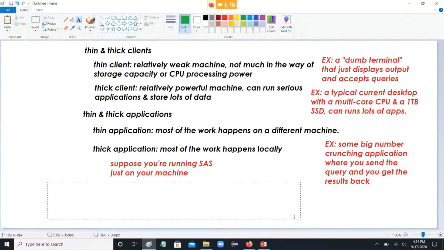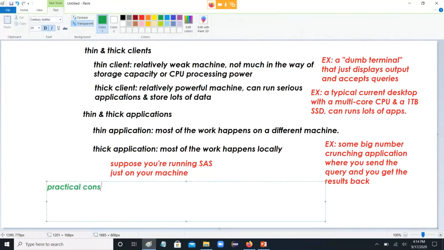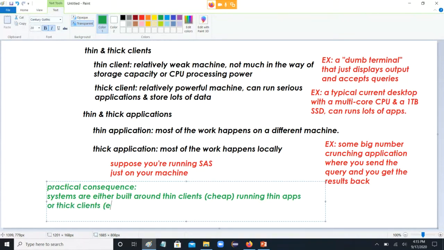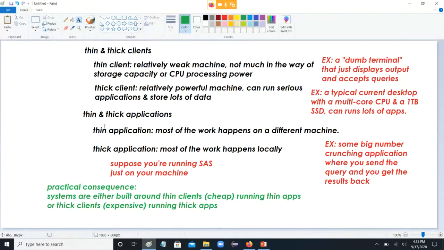Now, what's the practical consequence of this? Systems are either built around thin clients, which are cheap, running thin apps, because the clients don't need the power to run them, or thick clients, which are expensive, running thick apps. Because if you're going to spend the money for the thick clients, you might as well use that power, so you're going to run the thick applications. It wouldn't make much sense to have really powerful servers that can handle all these computations, but then not use them because you have thick clients. So these are the two models that tend to make the most sense, and where they do and don't make sense is very application and system specific. Hope that helps.